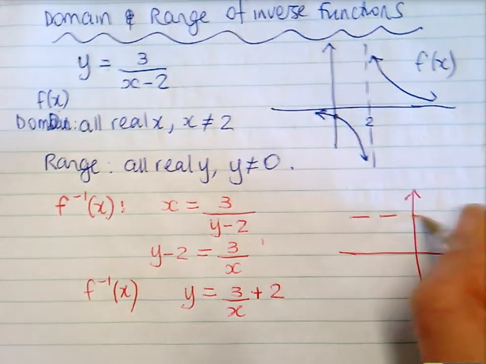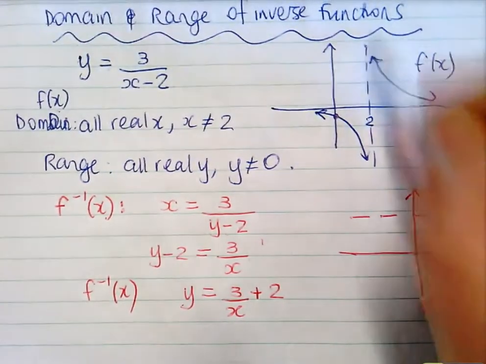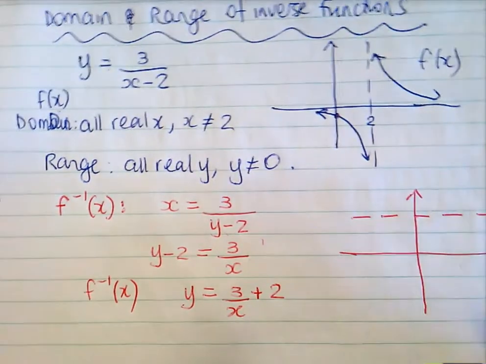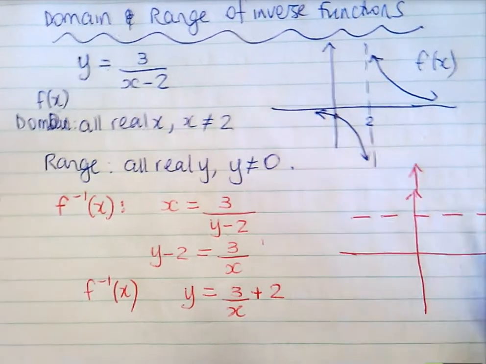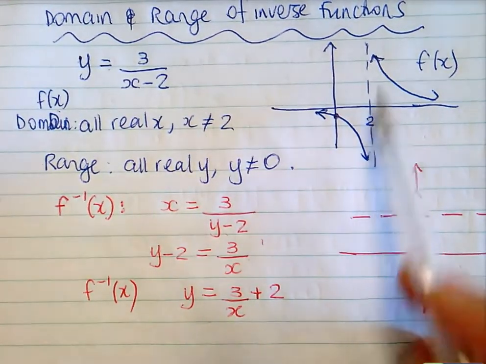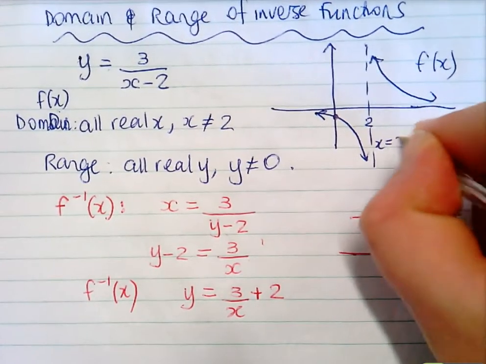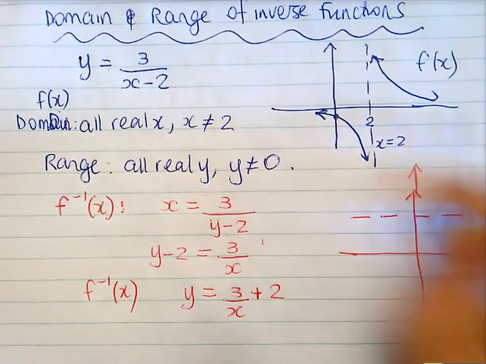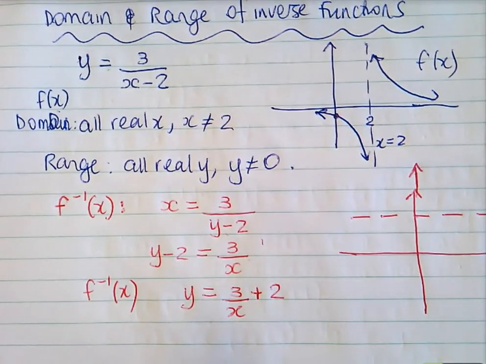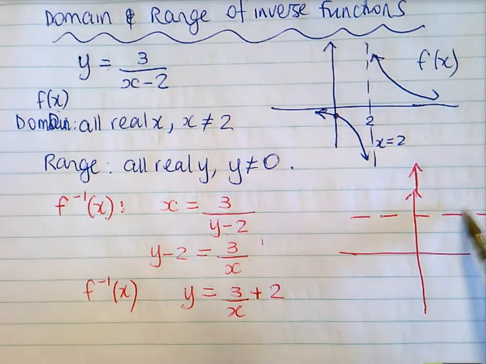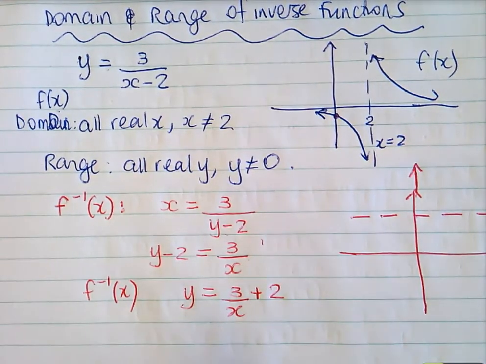So this time there isn't a vertical asymptote. Well, there is. But the x equals 2 asymptote here becomes the y equals 2 asymptote there. That's what I'm trying to say. So our asymptotes here are x equals 2, y equals 0, but we're going to have a swap of that. We're going to have y equals 2, x equals 0 as our asymptotes in our new one.